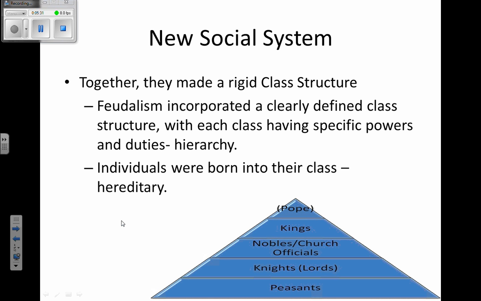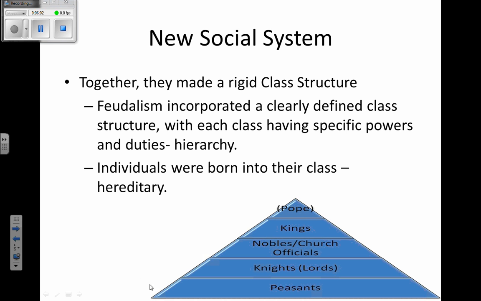So together, the feudal system and the manor system combine to create a rigid class structure. So feudalism incorporated a clearly defined class structure, with each class having specific powers and duties. It was in the form of a hierarchy. Individuals were born into their class, meaning it was hereditary, meaning whatever your parents were is what you were. And you rarely had opportunities to move up or down in this class.